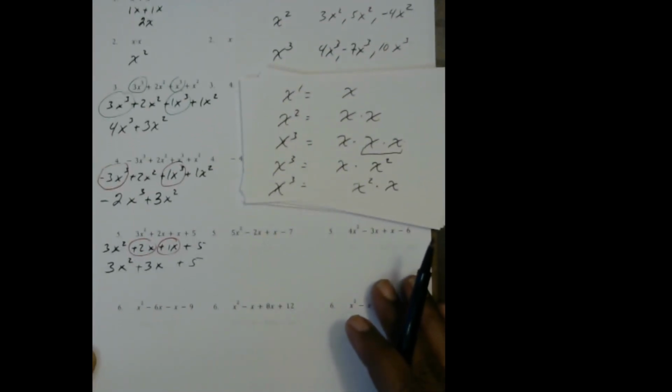Okay, number 6. Number 6, you see that, let's erase that. We have, let's see, missing coefficients here and here, so we're going to add understood ones here and here. So this is going to become a 1x squared minus 6x, and this is going to become a negative 1x, and then minus 9. So now we have coefficients. We can combine like terms much easier now.